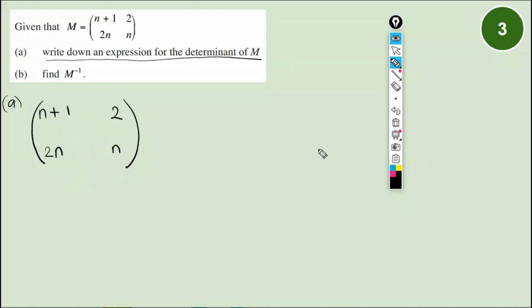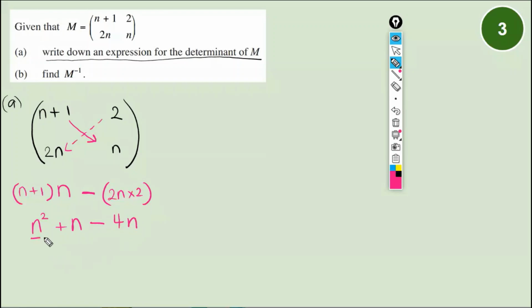To find the determinant, as usual, we multiply the more important diagonal, the leading diagonal. So we're going to say n plus 1, but that whole thing gets multiplied by n. So you notice I put it in brackets before I multiplied by n, minus, and then multiply the less important diagonal, 2n multiplied by 2. So what we have to do now, everything inside here gets multiplied by n. n by n is n squared. 1 by n is n. Minus 2n by 2 is 4n.